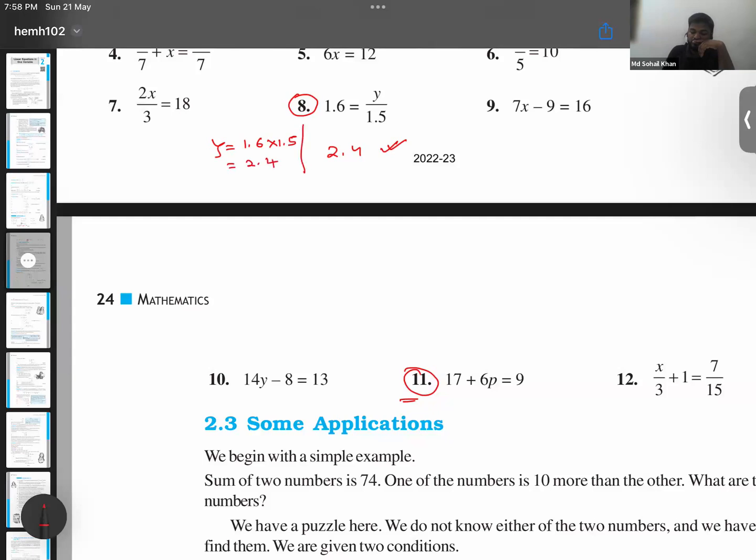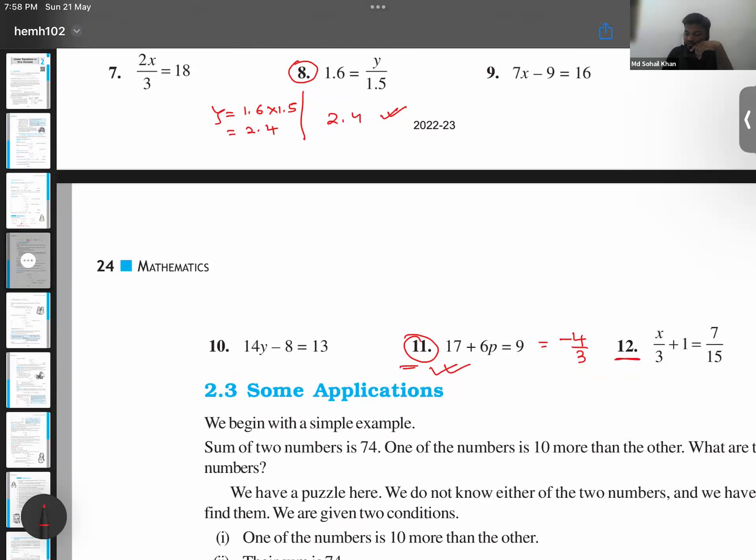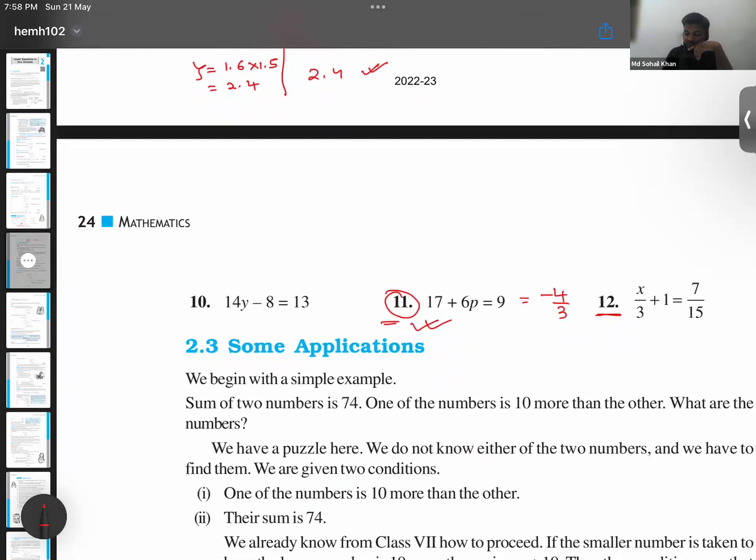Sir, minus 4 upon 3. Okay, that is correct. Question number 12. That one is also simple. Solve this one also. Okay, sir.